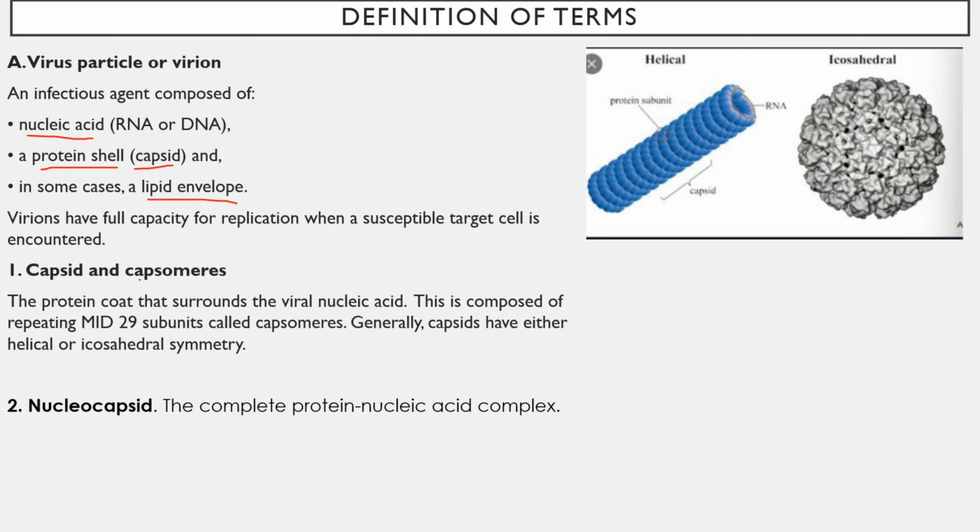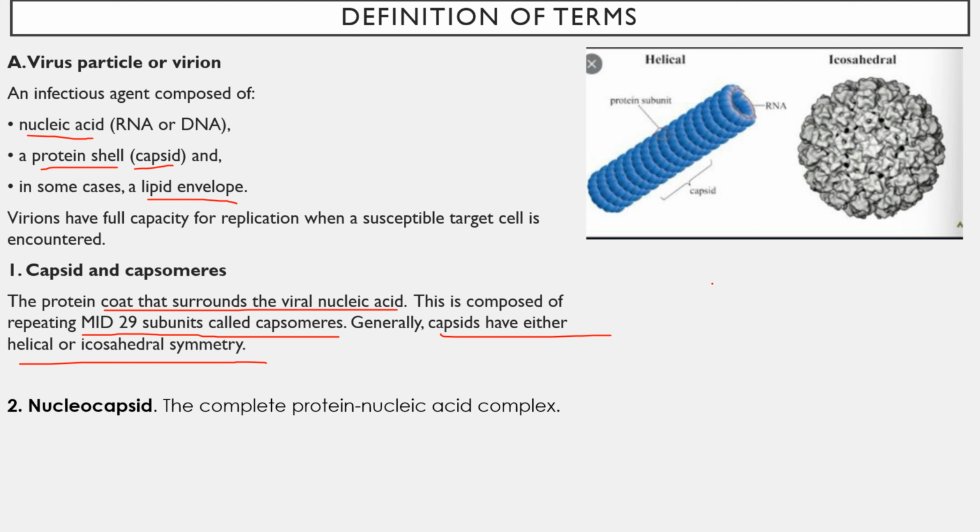Now let's talk about the parts. So we have here your capsid and capsomeres. Now this is the protein coat that would surround the viral nucleic acid. This is composed of repeating subunits called capsomeres. Generally, capsids have either helical or icosahedral symmetry. So take note of that.